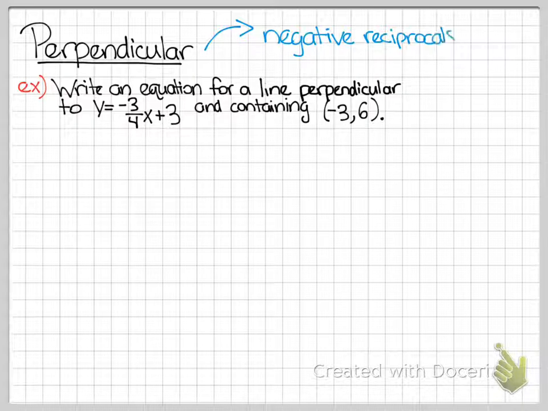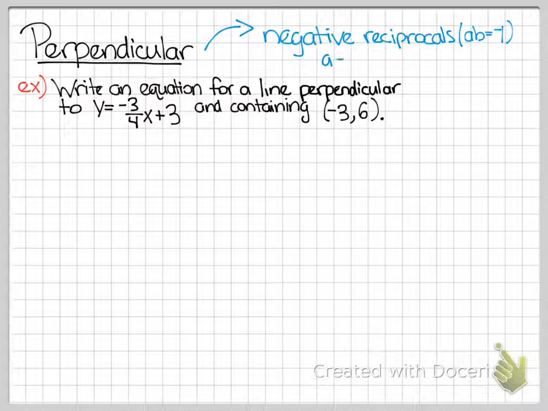Negative reciprocals, meaning that their product is negative 1. So A times B would be negative 1. Okay, that makes them negative reciprocals of one another. If A is 1/3, B would be negative 3. You flip and change the sign because those two multiply to negative 1.